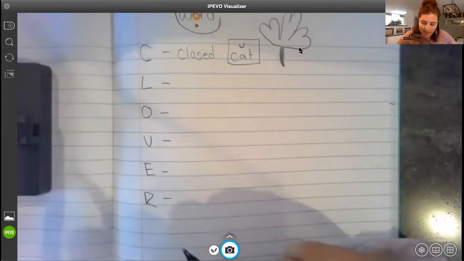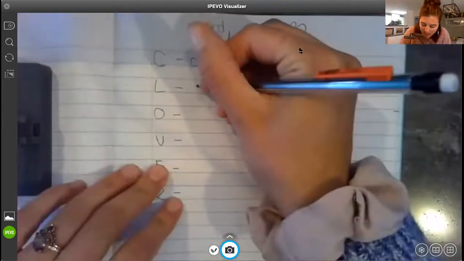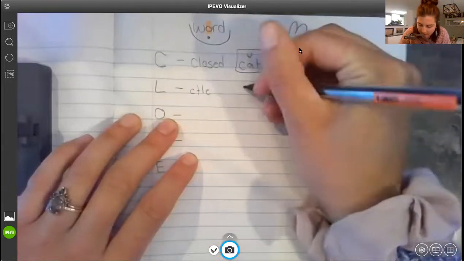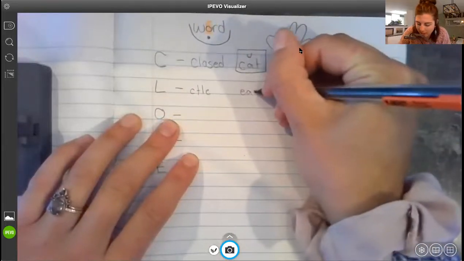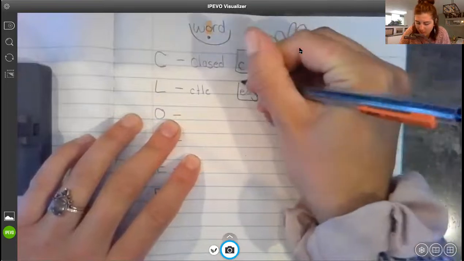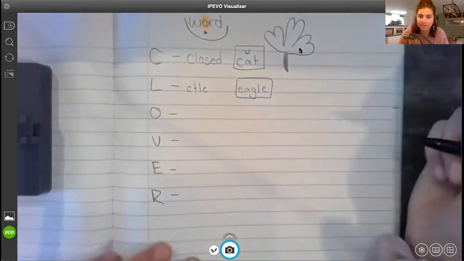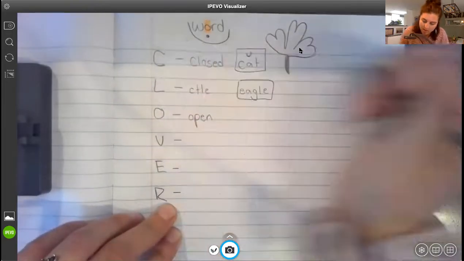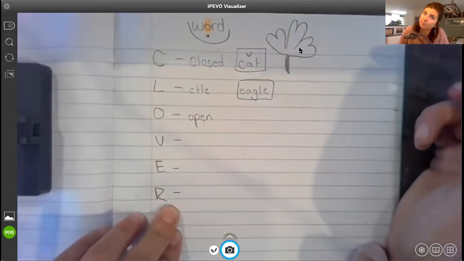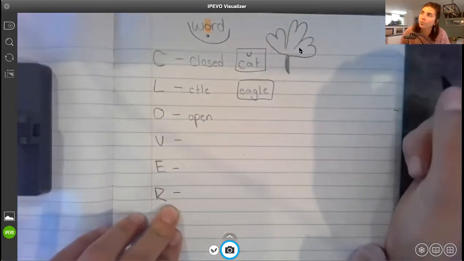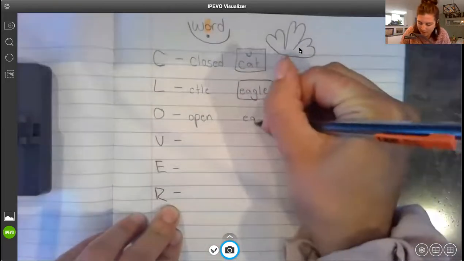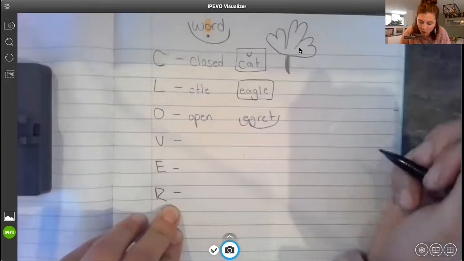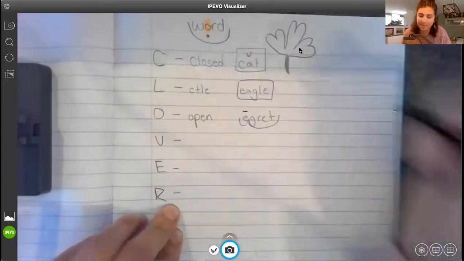All right, we have the L. That is consonant plus L-E. Our example is eagle, E-A-G-L-E. G, consonant plus L-E. O is open. Let's think of egret, the bird. E is open. That E says its name.